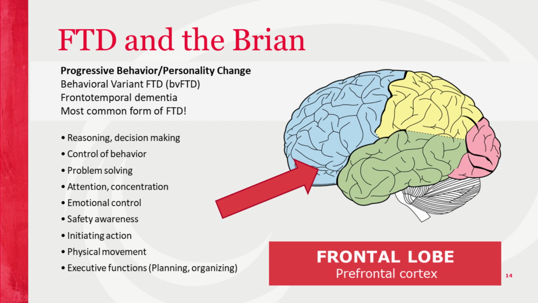FTD presents with damage to the frontal and temporal lobes of the brain, as you can see here on this slide. Science is still learning all that occurs in these parts of our brains. But what we do know is the frontal lobe controls a lot of our personality and who we are. So with behavioral variant FTD, where we see atrophy to the frontal lobe of the brain, we see changes in behavior and personality indicative of the disease. We will see a lot of change in reasoning, control of behavior, problem solving, emotional control, safety awareness, etc. And we're going to talk more about these in the next slide.